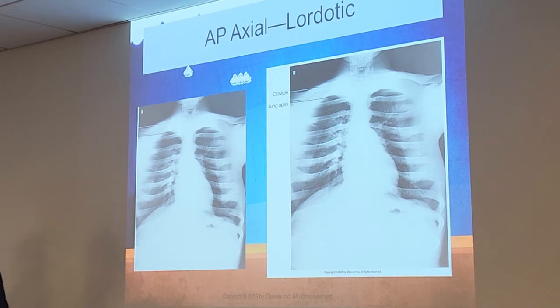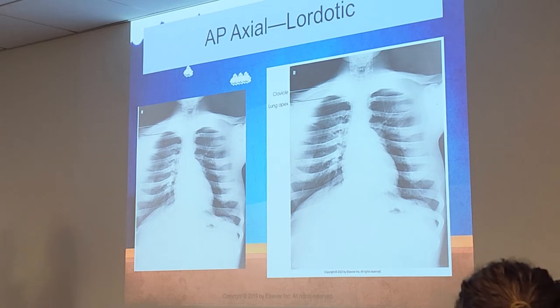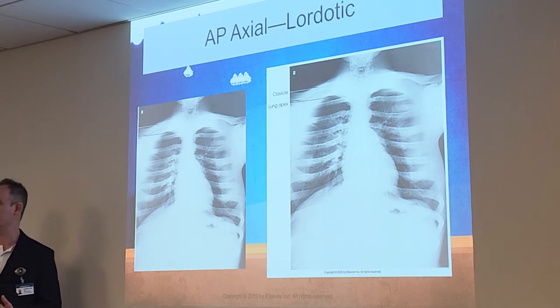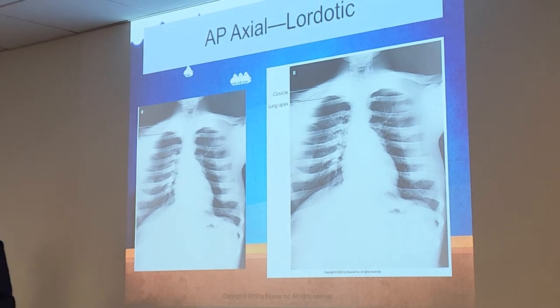Lordotic chest. Now you'll see they did cut off the sides of the lungs. Does that matter for this one? It does not, because the only thing that we're really concerned about on this x-ray is these apices. That's the star of our show. So we can afford to cut these off on the side because we probably already got a PHS prior to this x-ray. That's okay.